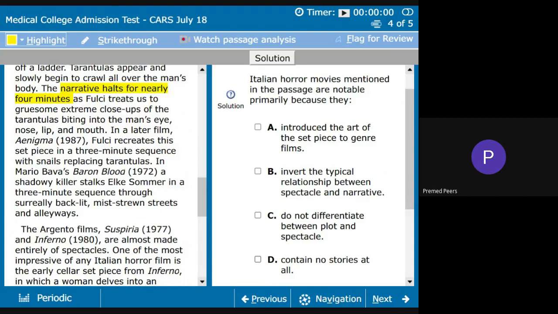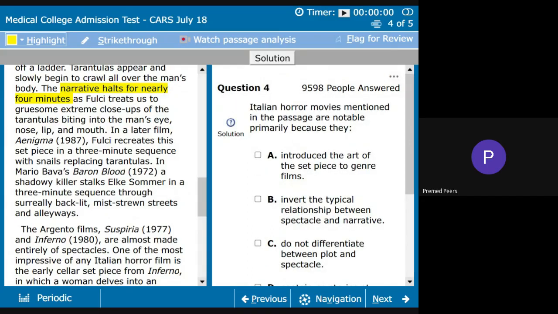And then D, contain no story at all. Again, this is taking sort of the extreme route. They tend to favor spectacle over plot, but that doesn't mean they have no plot or no story at all. So cross out D. So yeah, B is the correct answer here. Assuming plot equals narrative. Yeah, plot and narrative can be pretty interchangeable in this situation.